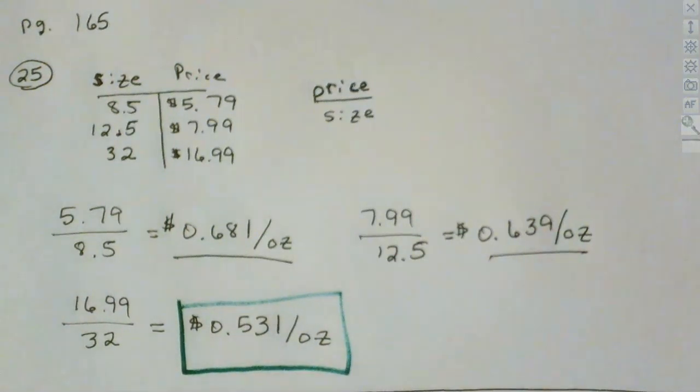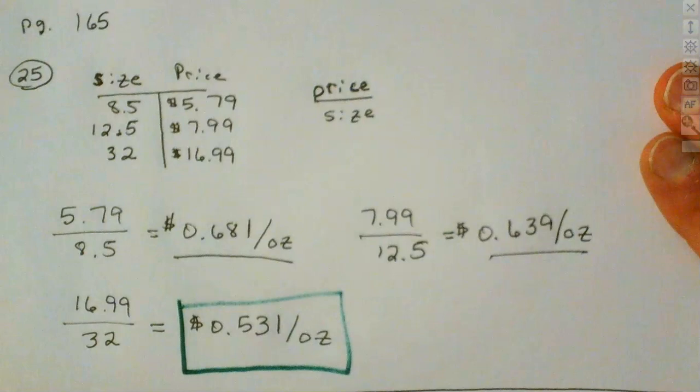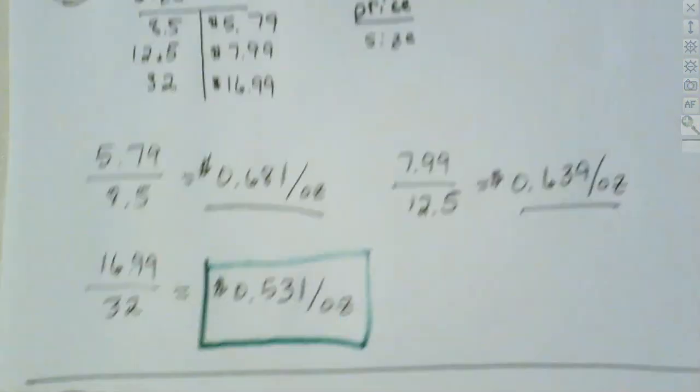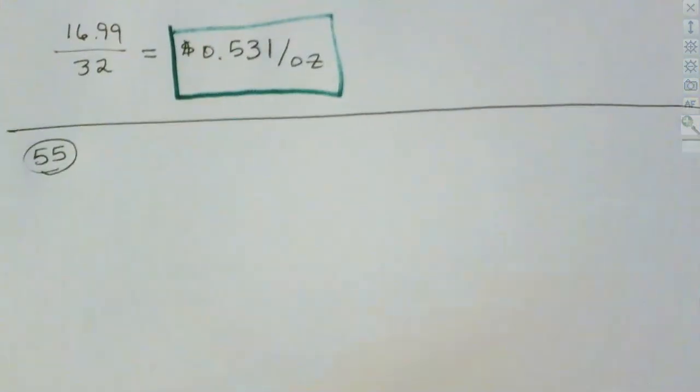So those are pretty straightforward and simple. Next, we're going to look at how to set up the ratios. These are a little bit more complicated. We're going to look at question 55. These are a little bit more complicated, but not really.